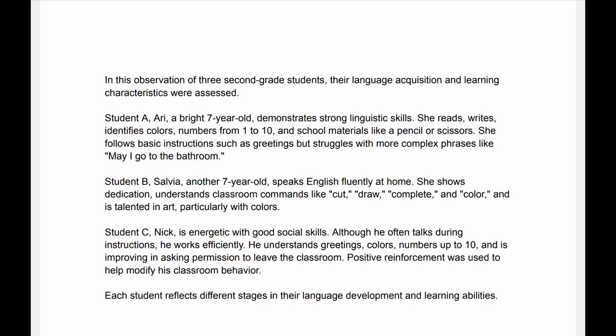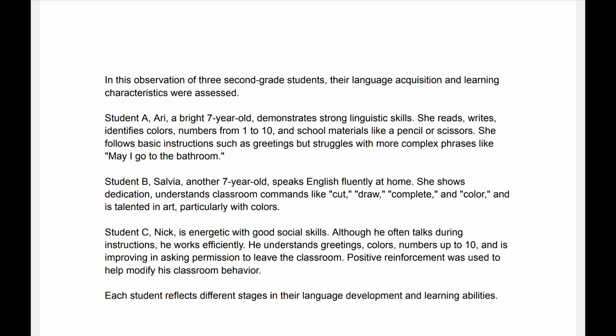Student B, Salvia, is another 7-year-old. She speaks English fluently at home. She shows dedication, understands classroom commands like cut, draw, complete, and color, and is talented in art, particularly in colors.